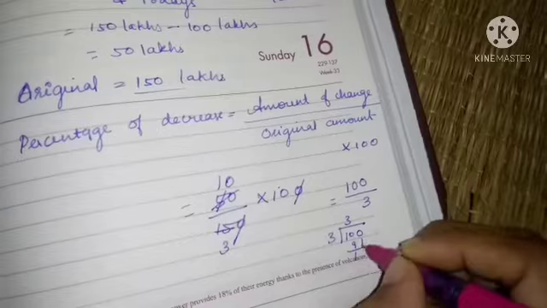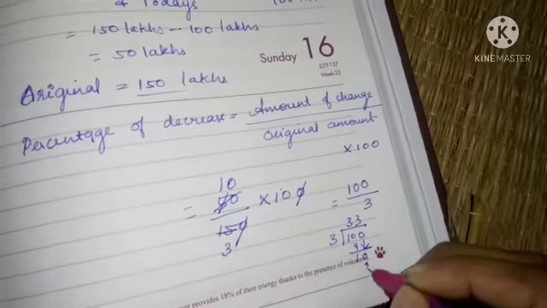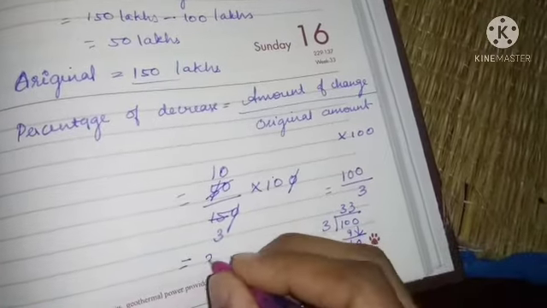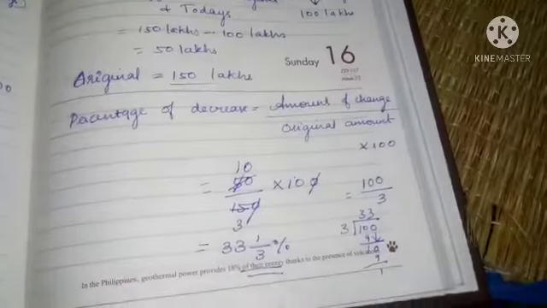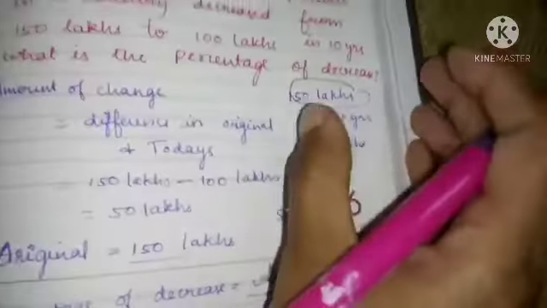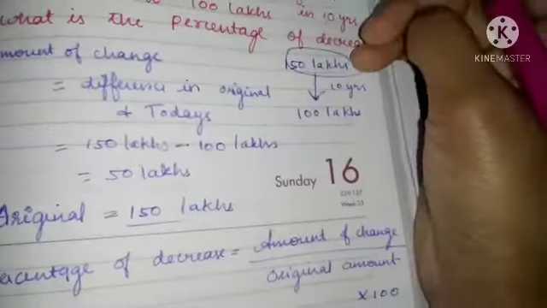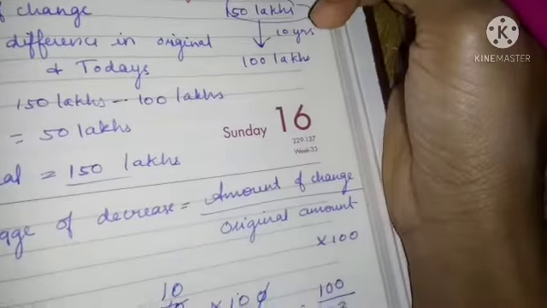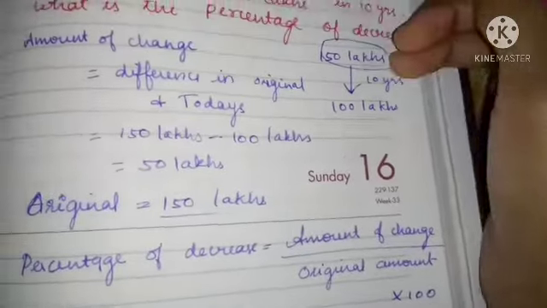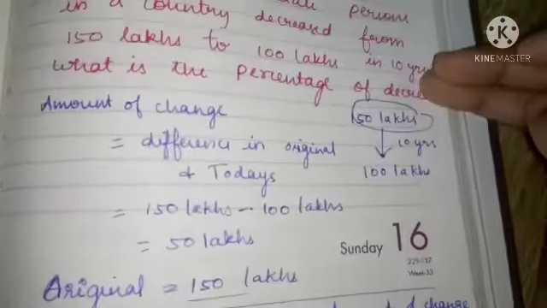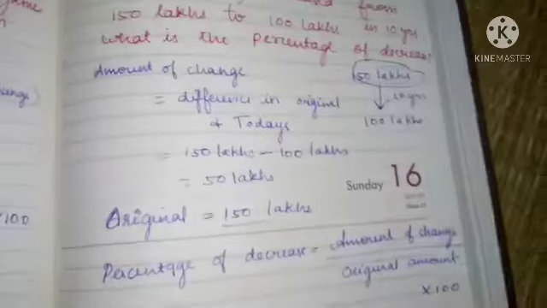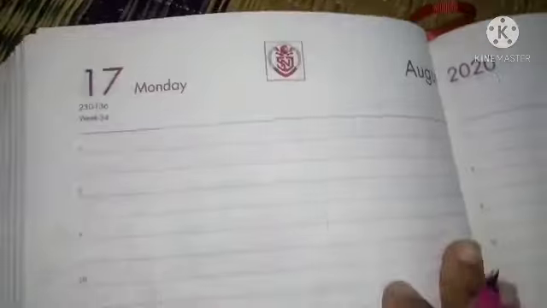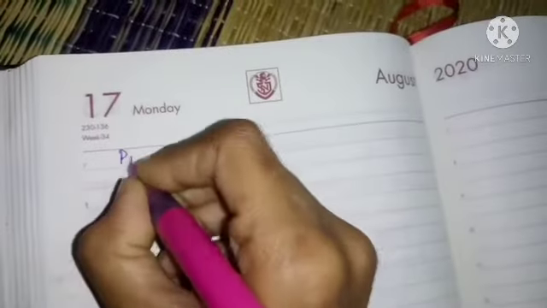3 threes are 9, remainder 1, 0. 3 threes are 9, remainder 1. So you are getting 33 1 by 3 percentage. So 33 1 by 3 percentage of these illiterate people has decreased in these 10 years. So we have to find the percentage value like this. Understood, children? Next we are going to deal with the next topic.